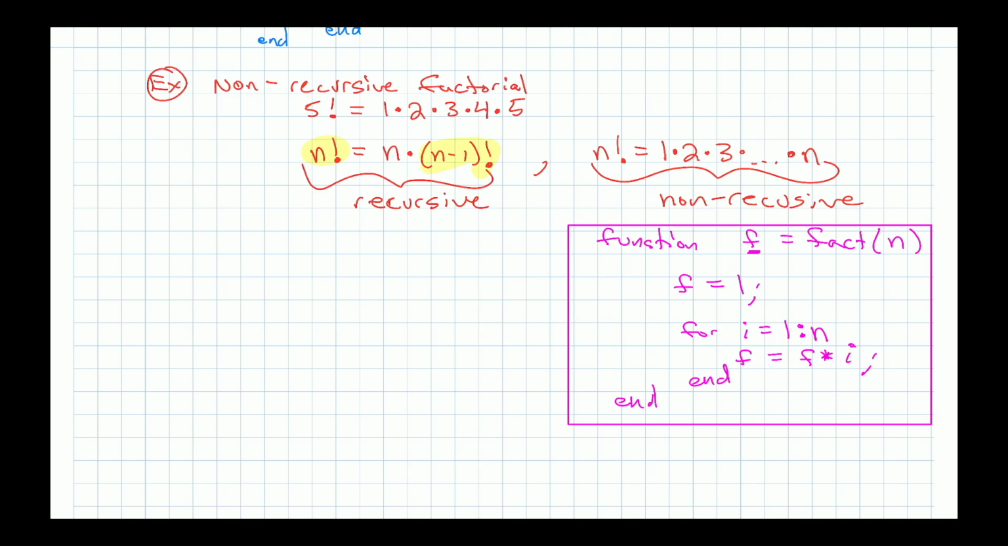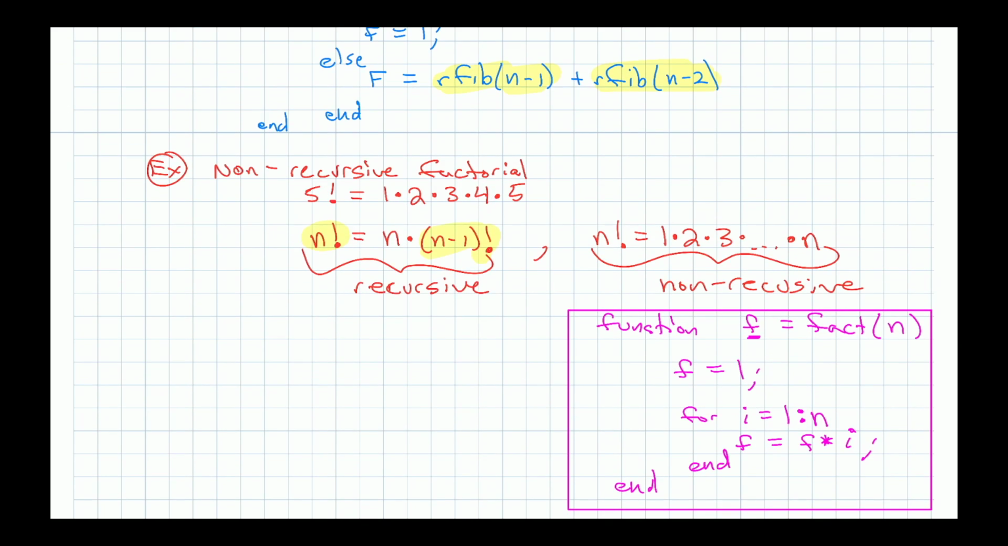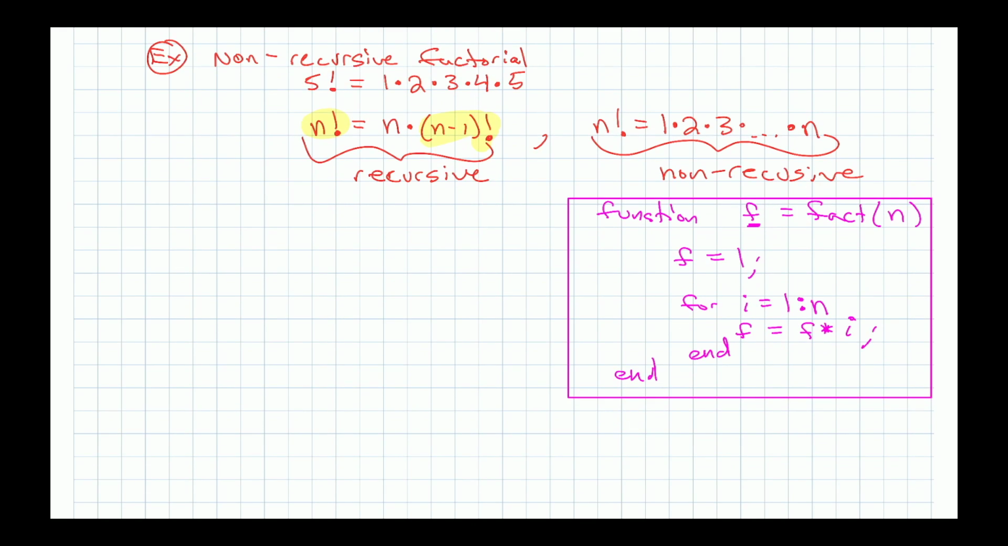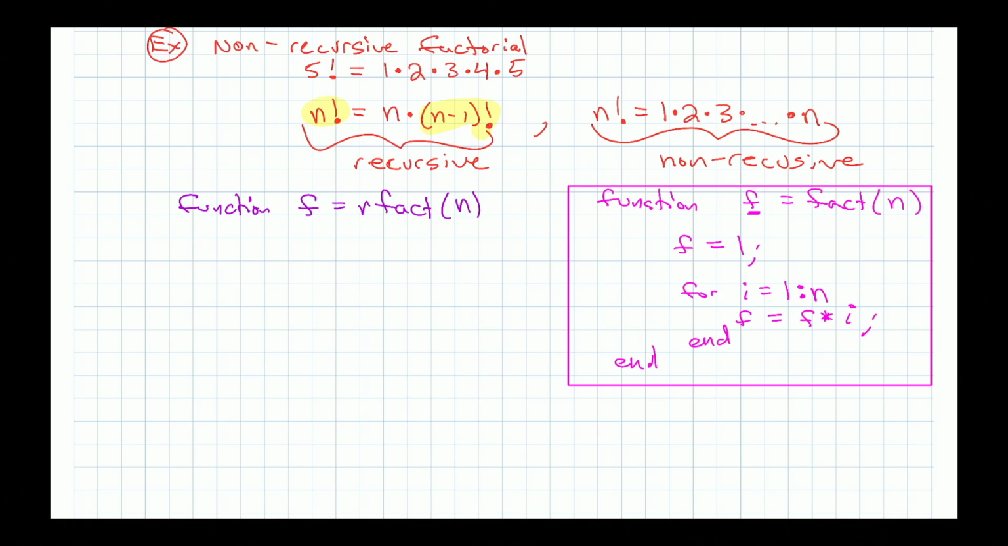All right, so what would the recursive version look like? Well, for the recursive version, we're going to do basically the same thing, but we're going to use this kind of idea. The way you calculate n factorial is it's n times the previous factorial. So you would say function f equals, let's say rfact for recursive factorial, rfact n. And so what you would do is say, well, if n is 1, what's n factorial? It's 1.